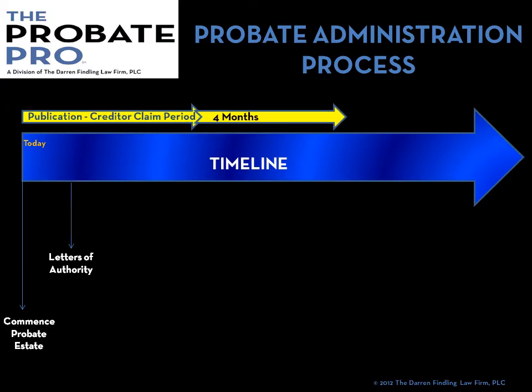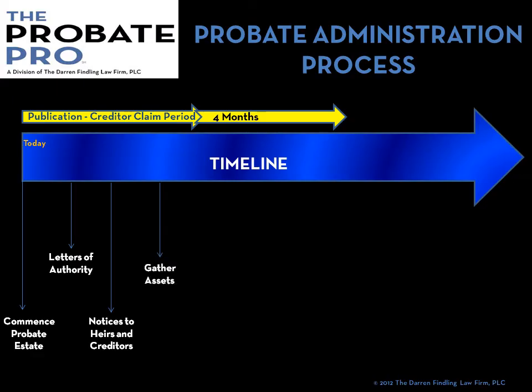The next item is we want to publish for creditors. You publish for unknown creditors, and that period of time is 4 months. For any known creditors, we're going to give direct notice of the estate being commenced. And that direct notice could include creditors such as credit card companies, medical bills, or the neighbor down the street. We also give notice to any of the heirs or devisees of the appointment of that personal representative.